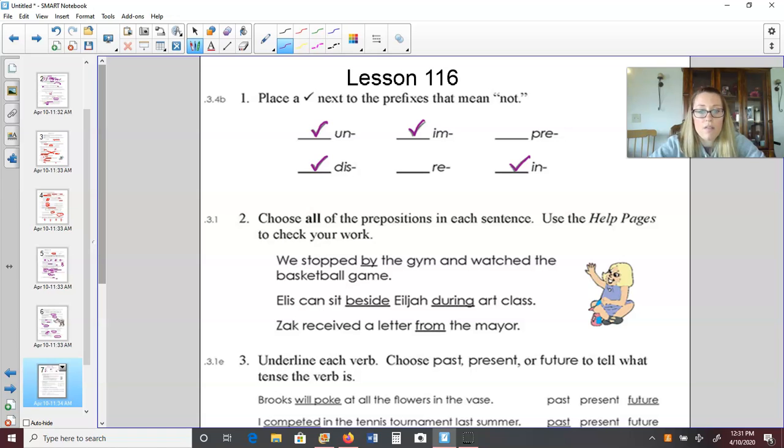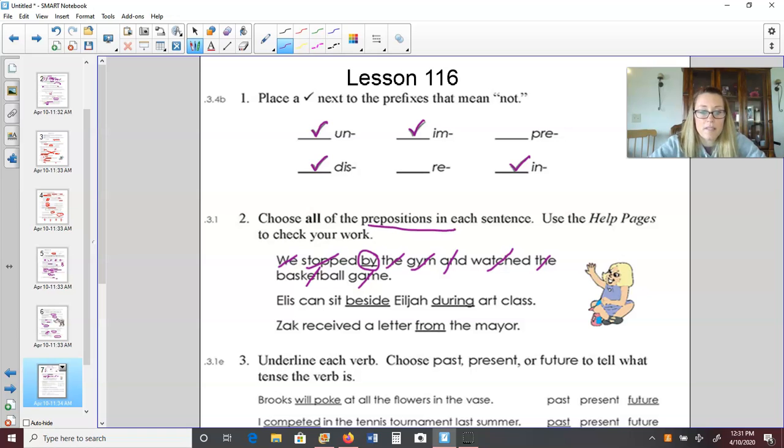Number 2, choose all of the prepositions in each sentence. So let's go through and see if we can cross off some of the other words that we know and see what we're left with. We stopped by the gym and watched the basketball game. We is a pronoun. Stopped is our verb. The is an article. Gym is a noun. And is a conjunction. Watched is another verb. The is an article. And then basketball game. Basketball is an adjective describing what kind of game. So we're left with by. There's our preposition.